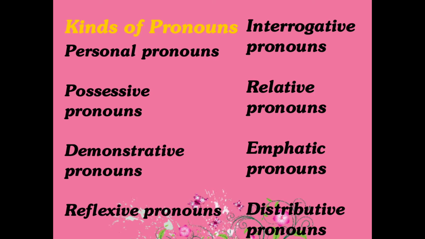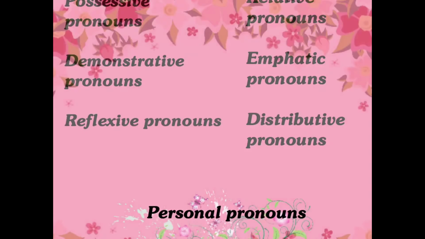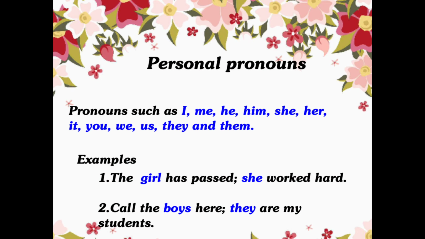Come, let us learn the kinds of pronouns. Personal pronouns, possessive pronouns, demonstrative pronouns, reflexive pronouns, interrogative pronouns, relative pronouns, emphatic pronouns, and distributive pronouns. These are all kinds of pronouns. The first one is personal pronouns: pronouns such as I, me, he, him, she, her, it, you, we, us, they, and them. These are used in place of a person, place, animal, or thing.